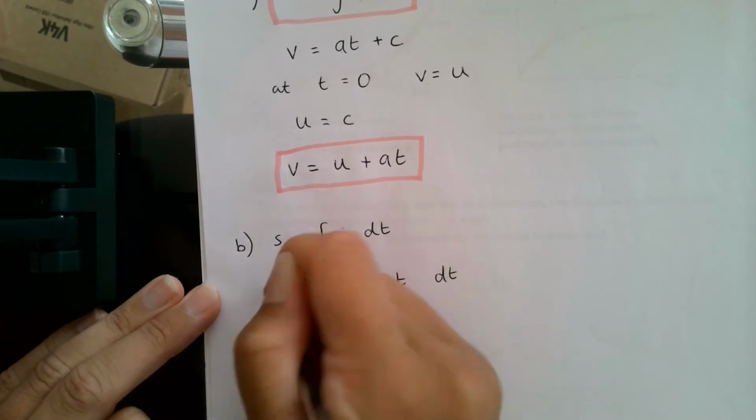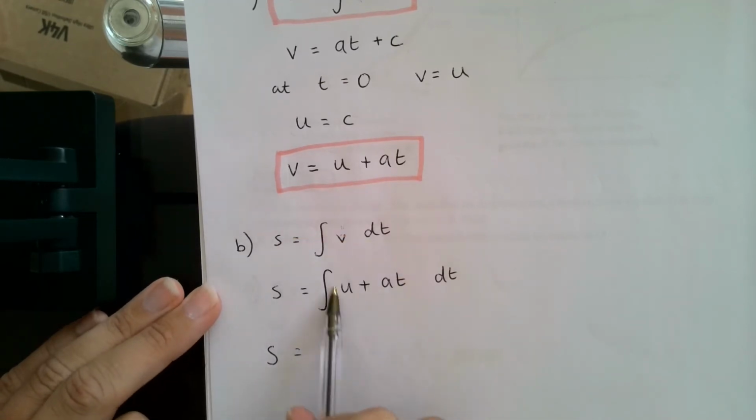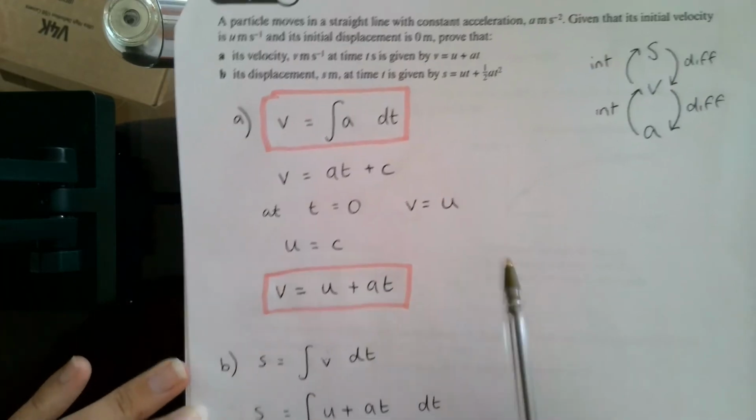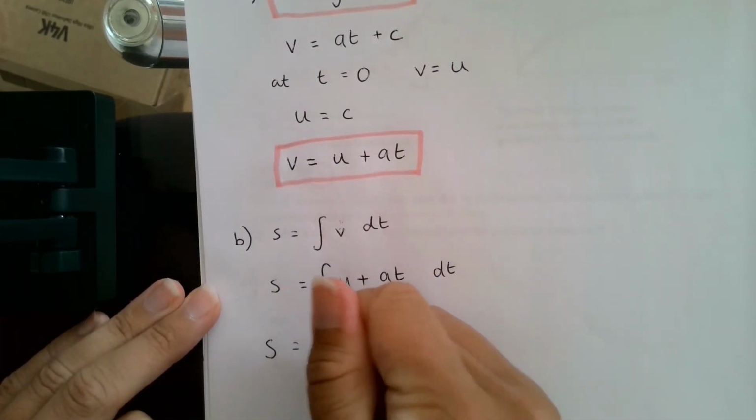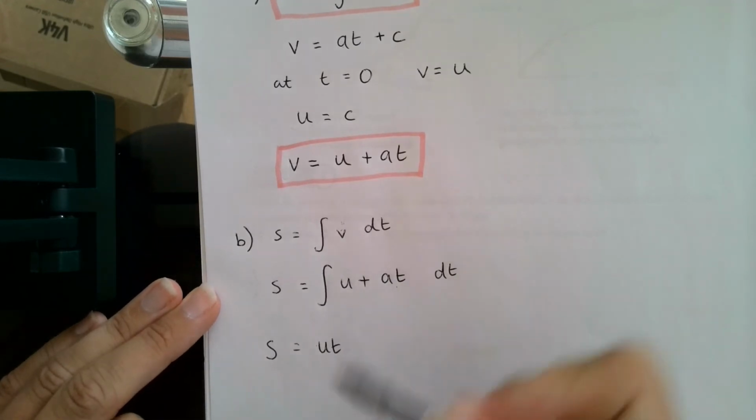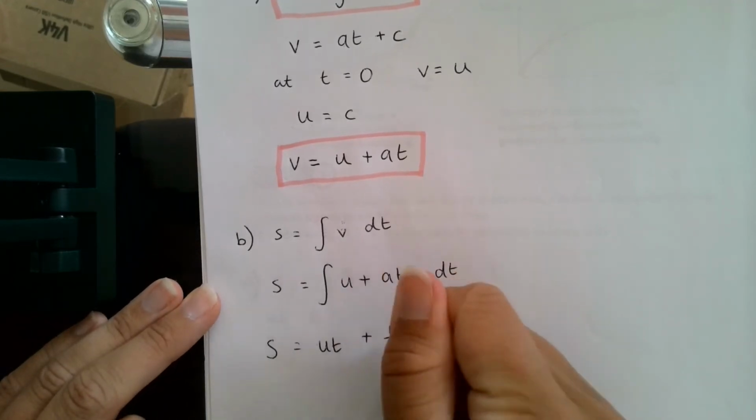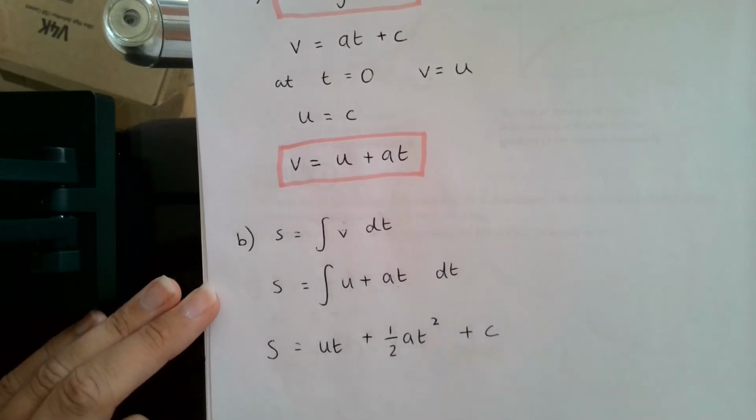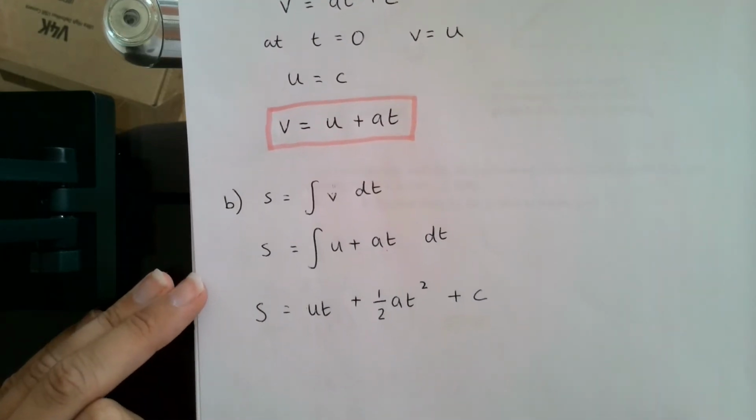Well, let's do that then. Keep these s's in. u is just a random constant, so just like I did before, I'm going to stick a t on it, ut. Then here I've got at, so I increase the power to squared and divide by 2, so I'm going to get plus a half at squared. And don't forget, I'm still going to need a plus c on the end.